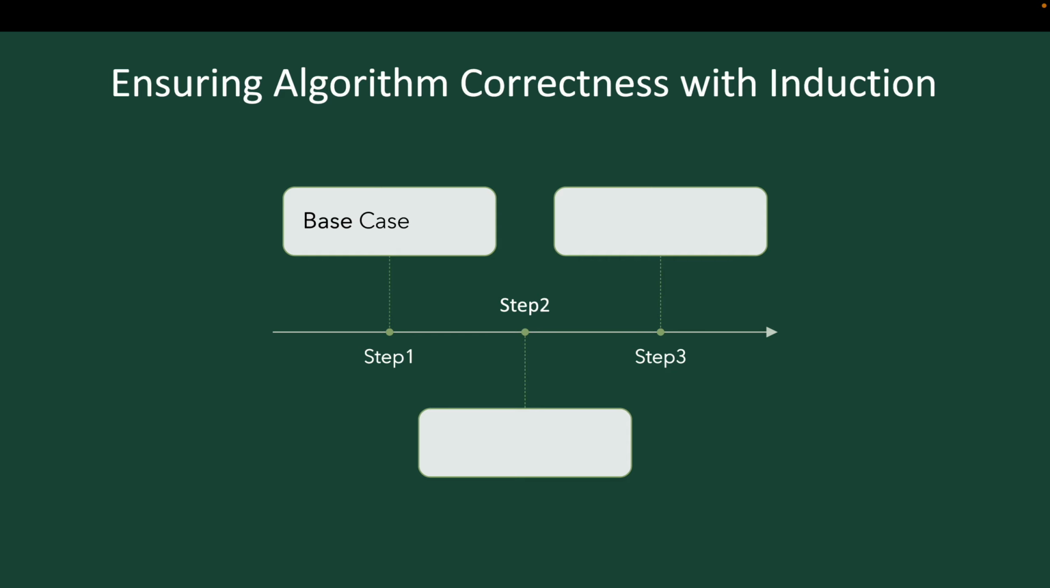Why is this method correct? The correctness of an algorithm is based on a mathematical concept. This mathematical concept is called induction. What is induction? It's a mathematical concept. It has 3 steps.